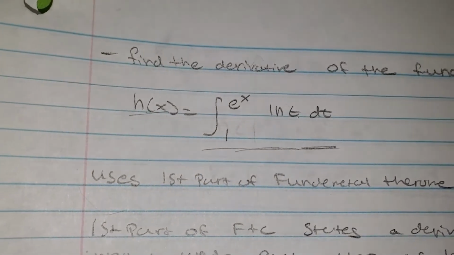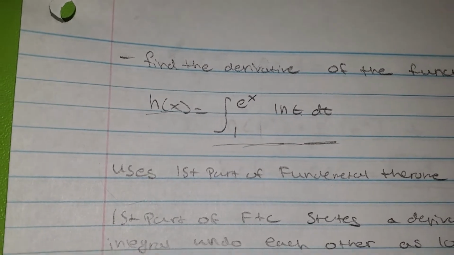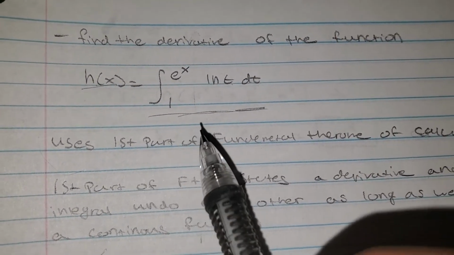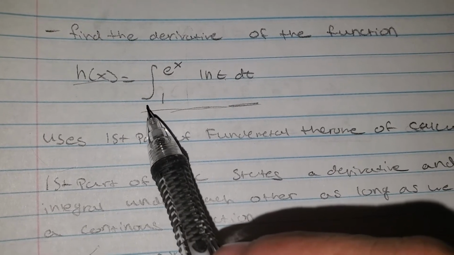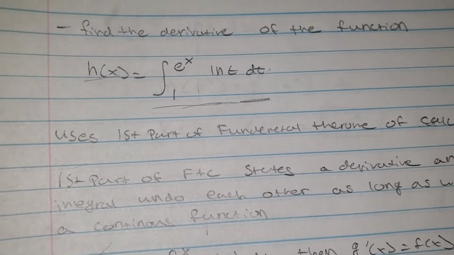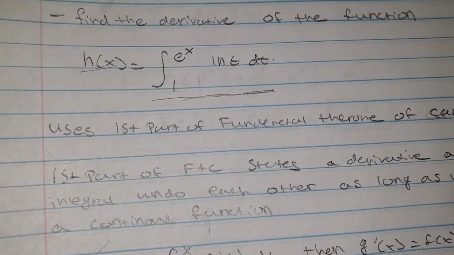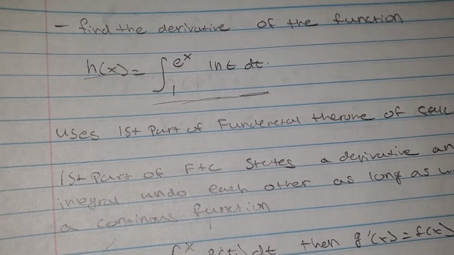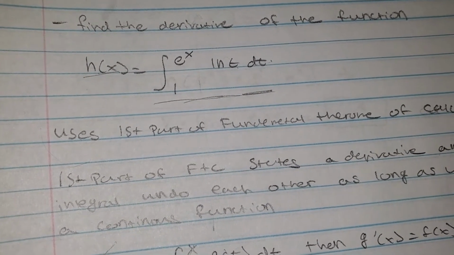So the problem we're trying to solve is: find the derivative of the function h of x, when h of x is equal to the integral of ln of t, evaluated from 1 to e to the x, dt. And so this looks really impossible. This is really intimidating, especially on the AP Calculus exam. If I saw this on the exam, I'd be really intimidated.